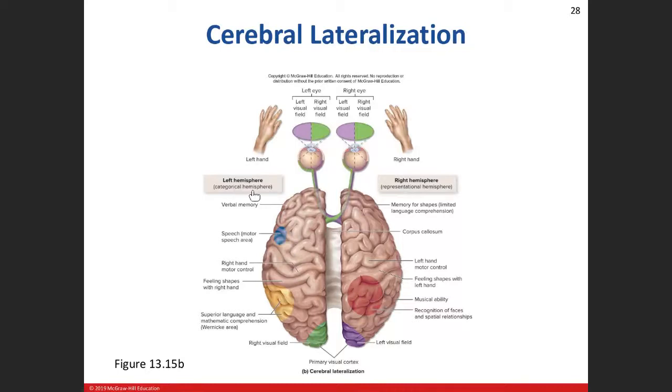So here you can see the left hemisphere. You've got your Broca or motor speech area in the frontal lobe. We go back here, we can see Wernicke's area in the parietal lobe for language comprehension and whatnot. And then on the left hemisphere, this is your categorical hemisphere, analytical thinking, reading comprehension and whatnot. Over here would be your artistic, visual-spatial relationships.